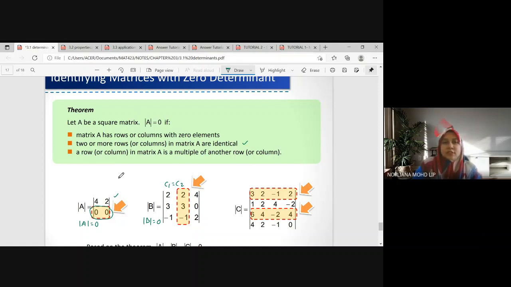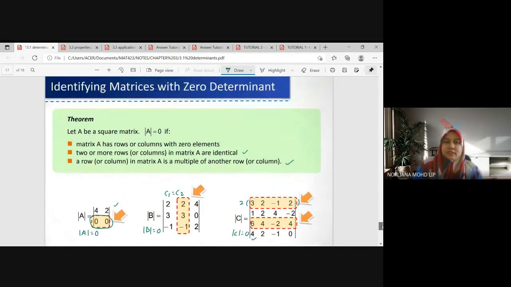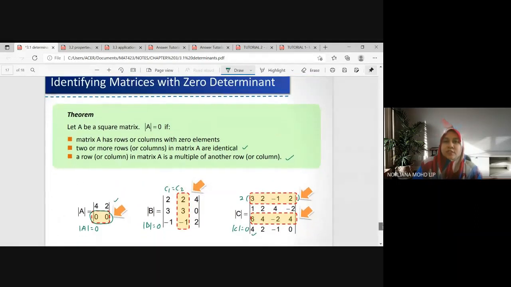And number 3, a row or column in matrix A is a multiple of another row or column. Okay, example for matrix C. Matrix C ni first row 2 times first row is equal to row 3. So, determinant of C is equal to 0. Ni theorem lah. This new theorem involves zero determinant.